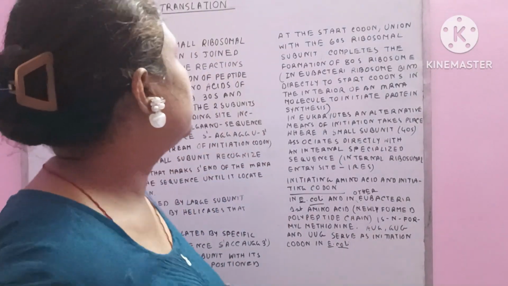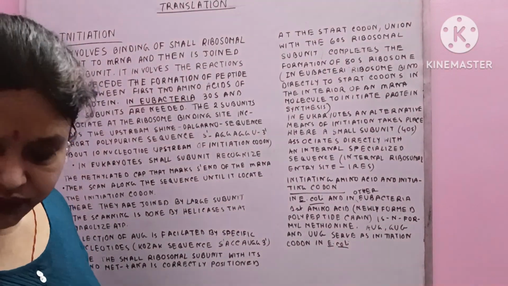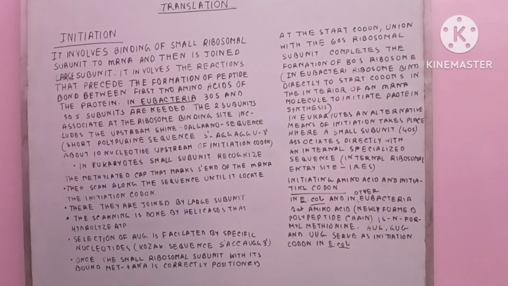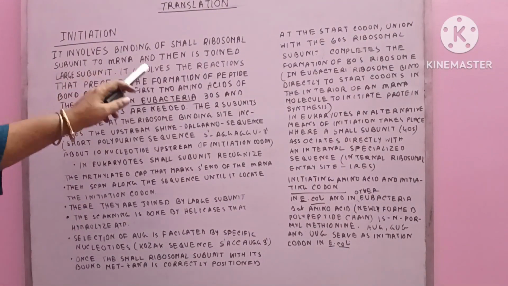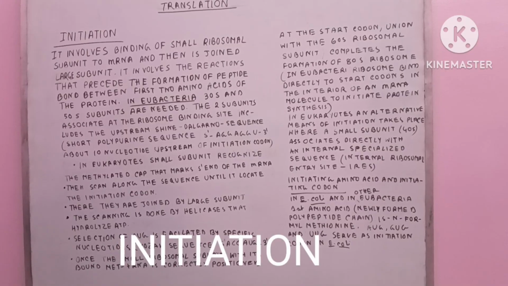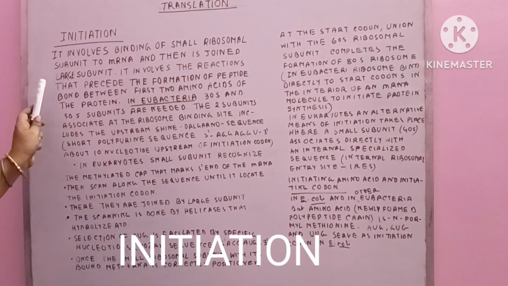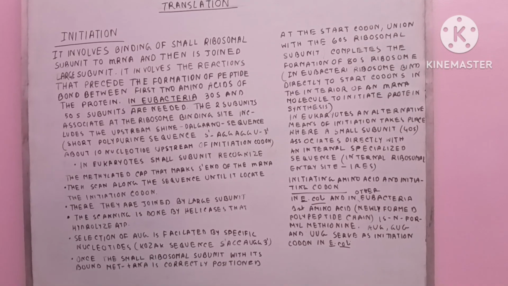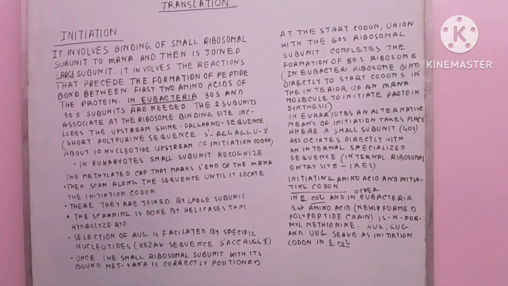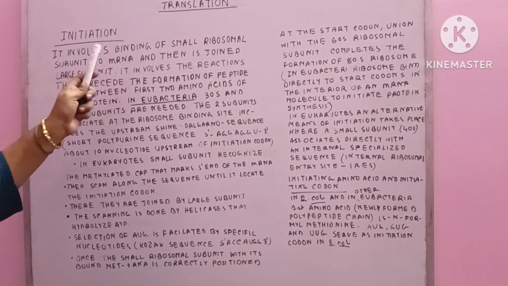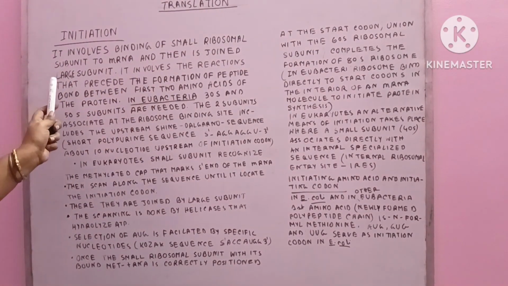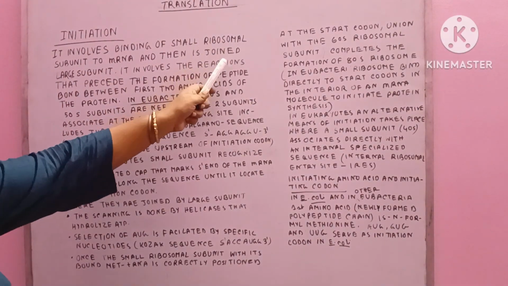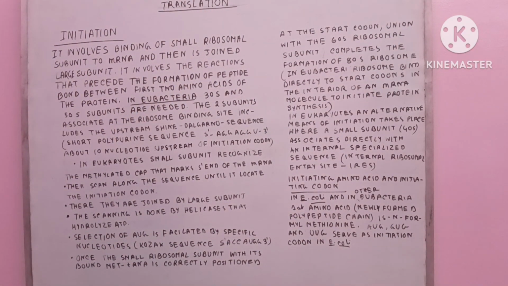Okay, so the first step of the translation process is initiation. So what is initiation? Initiation involves the binding of the small ribosomal subunit to mRNA, which is then joined with the large subunit. In the case of the ribosome, there are two subunits, one small and one large. The small ribosomal subunit binds to the mRNA and then joins with the large subunit. So it involves the reactions that precede the formation of the peptide bond between the first two amino acids of the protein.